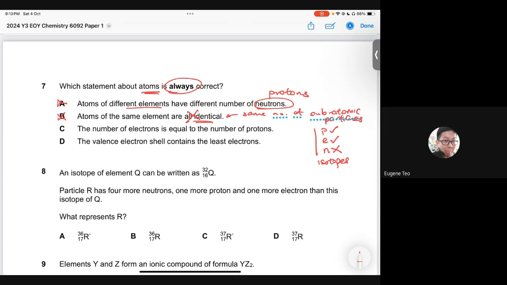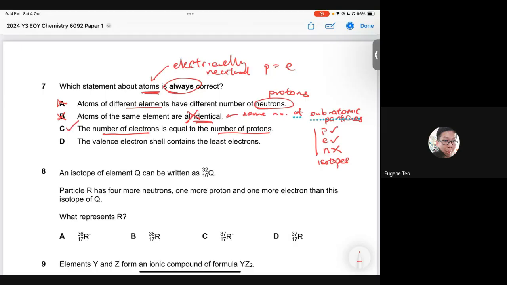Okay, because they are atoms, they are actually electrically neutral. Because they're electrically neutral, proton equals electron. Therefore, the number of electrons equals the number of protons. This is the correct answer.